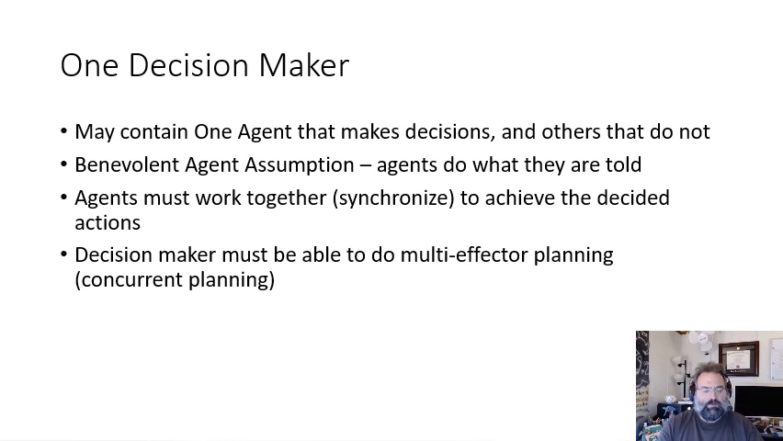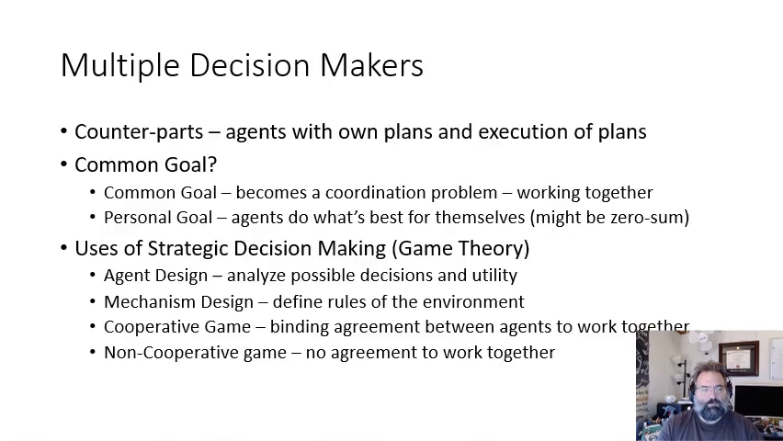And they work together with the intent of reaching some decided goal along the way, so a set of actions to reach some goal. And you must have a decision maker who can handle multi-effector planning, and that's a fancy way of saying concurrent planning. That means that you may truly have agents doing things at exactly the same time.